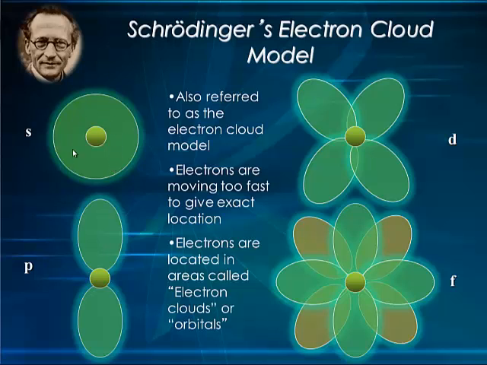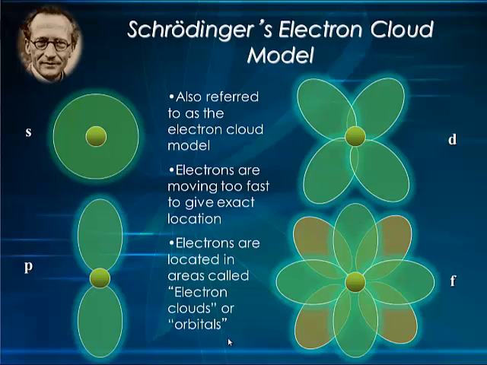So we had an s orbital, which was spherical in shape. We had a p orbital, which was a bow tie in shape. We had a d orbital, which was like a four-leaf clover. And we had an f orbital, which was kind of two four-leaf clovers smashed together. And for different atoms of different elements, we had different combinations of these orbitals. And again, these were just probable locations of where we could find the electrons.